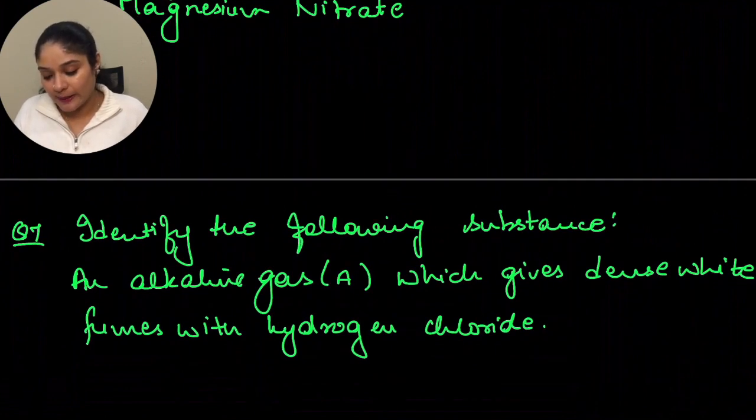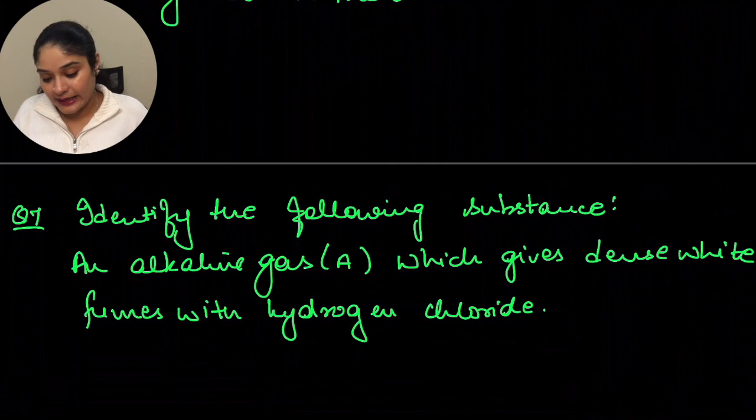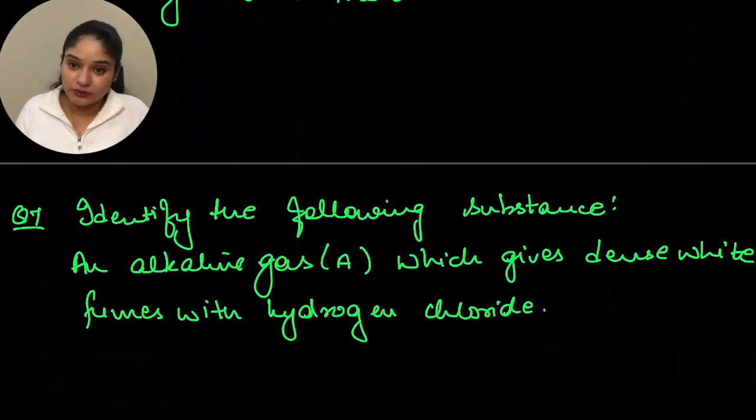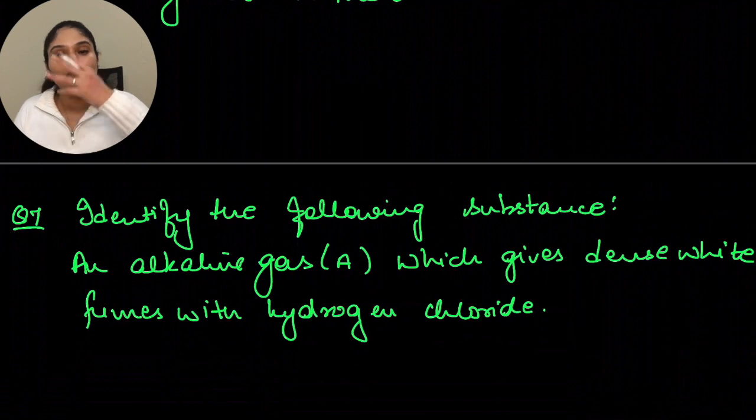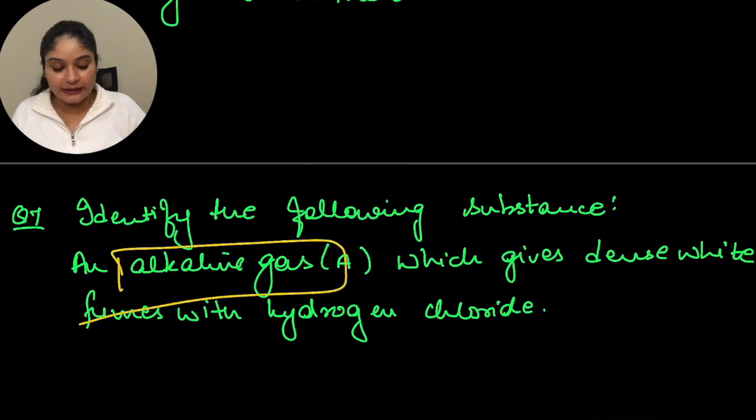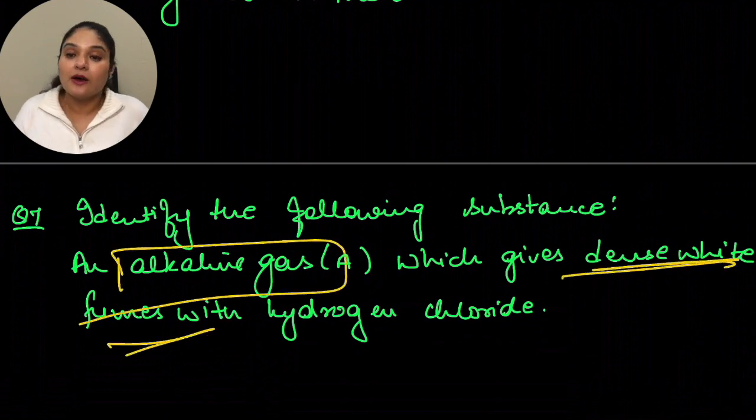Identify the following substance. An alkaline gas A which gives dense white fumes with hydrogen chloride. So the only reason I mentioned this question is because when you know that we're talking about the chapter ammonia, it is easier for you to quickly understand that. But you may get this question in the exam. So in that case, you're doing all of the questions together. So it's important for you to have the ability to recall that the alkaline gas which gives dense white fumes with hydrogen chloride is ammonia.